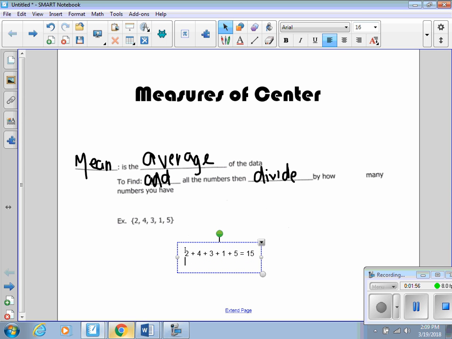And then you're going to divide 15 by 5 because you have 1, 2, 3, 4, 5 total numbers. And then you should find your mean of this data set is 3.